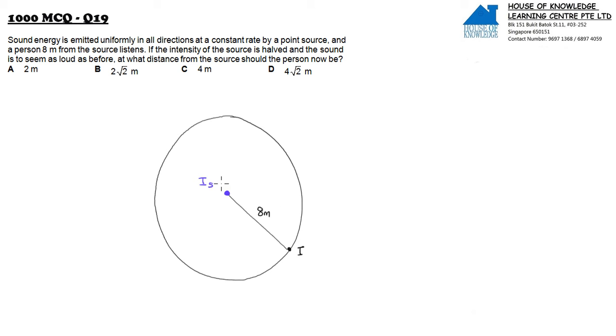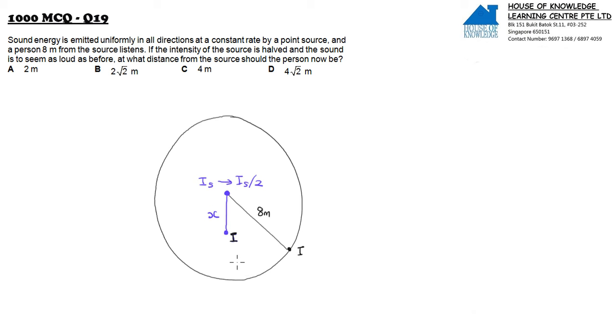After that, the question says that the intensity of the source reduces to half of its original value. At which position must this person stand so that he can hear the same loudness as just now? Obviously, the loudness initially is at 8 meters. Now you reduce the intensity by half, so you must stand nearer, let's say X meters, to hear back the same loudness, the same intensity I. This I and this I are the same.